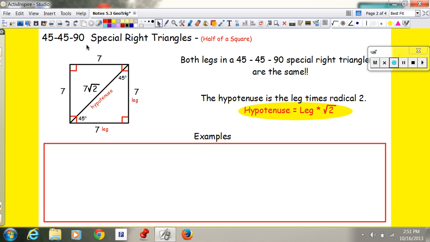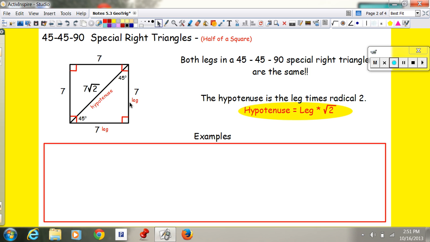Now you've got one more special right triangle, which is half of a square. And this was an example we did in the notes earlier. When we were doing Pythagorean theorem, I actually did this example. If both sides were 7, the hypotenuse was 7 radical 2. We did that in our other notes. You should go back and check that out.